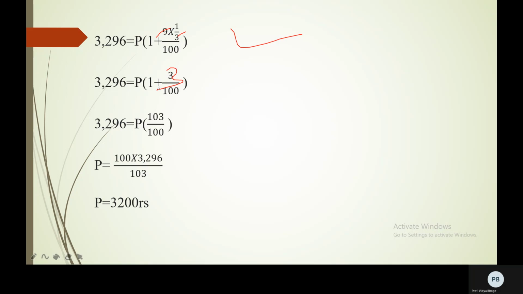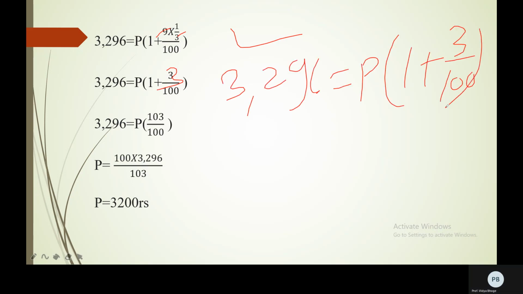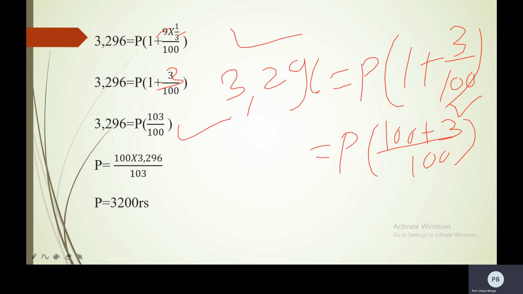3 means what? 3,000. Here we take LCM. 100 plus 3 divided by 100 means what? 103 divided by 100. So 3296 is equal to P into 103 divided by 100. By solving this term, we have to find out the value of P. Here P is equal to 100 into 3296 divided by 103. By solving this term, we get the P value, which is 3200.